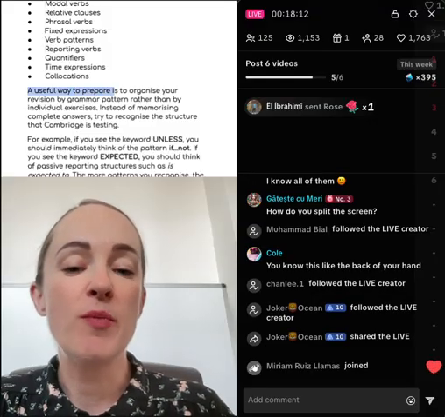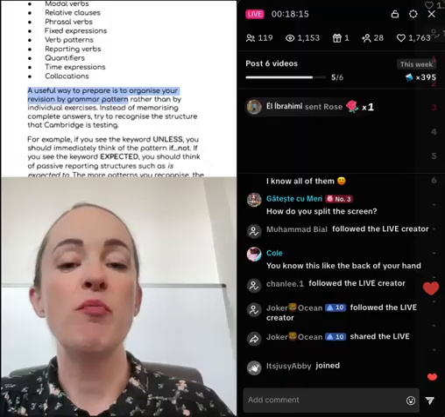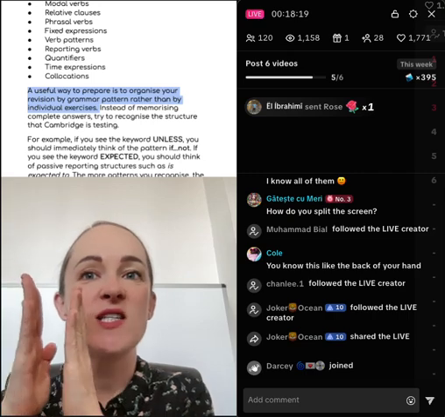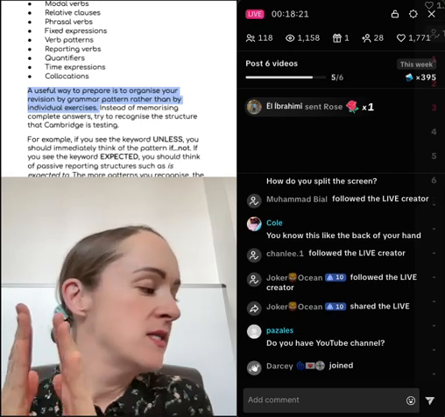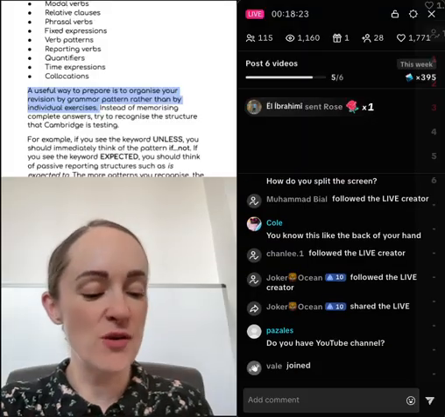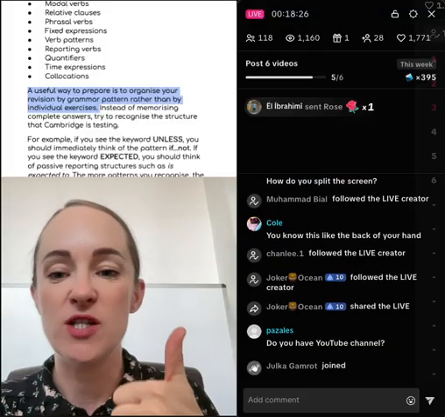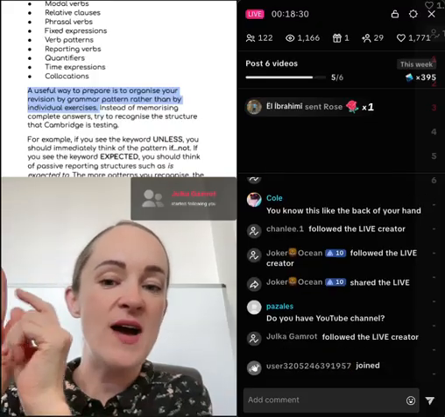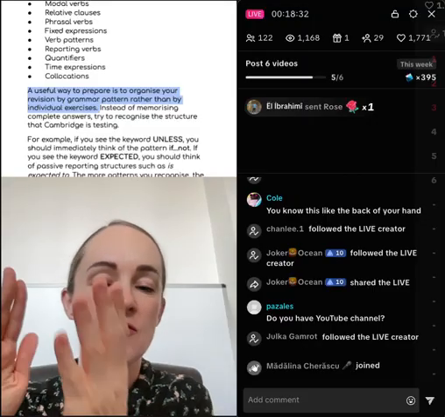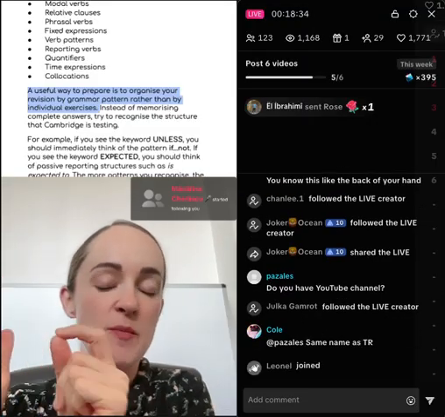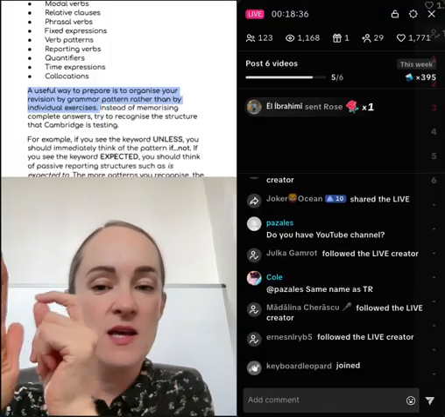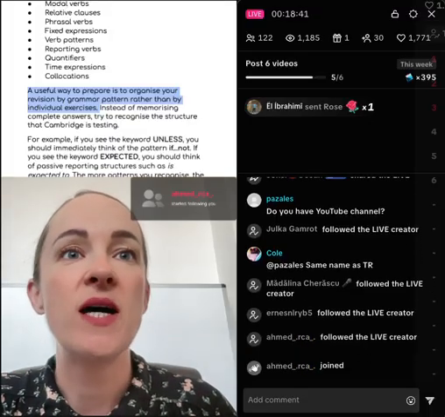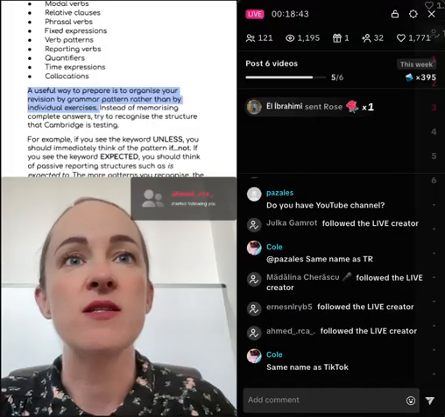A useful way to prepare is to organize your revision by grammar pattern rather than by individual exercises. I would have a specific folder, okay guys, I'll reply to the WhatsApp when I finish the live. Then I would have in my folder passive, and many examples with passive, then reported speech, many examples with reported speech, then conditionals, many examples with conditional sentences. And I would prepare in sections like this.